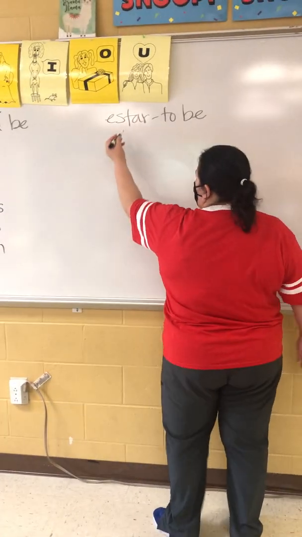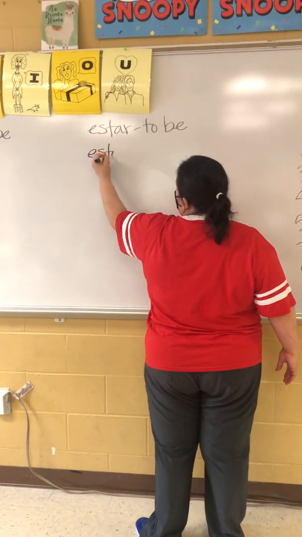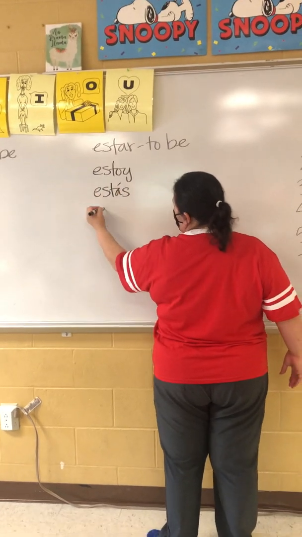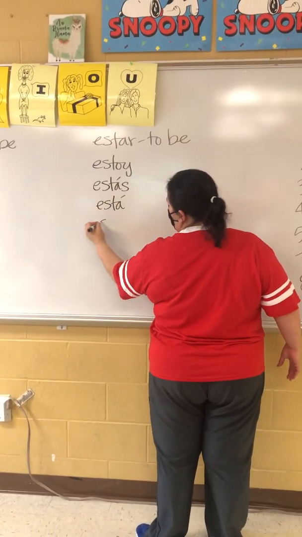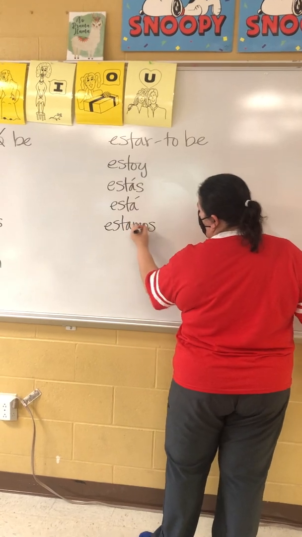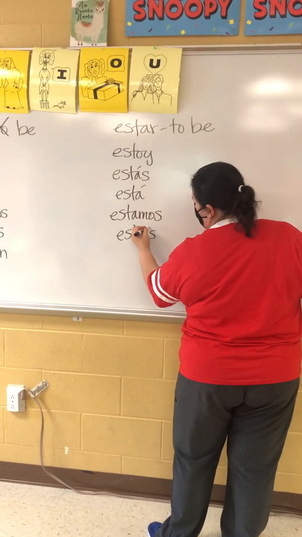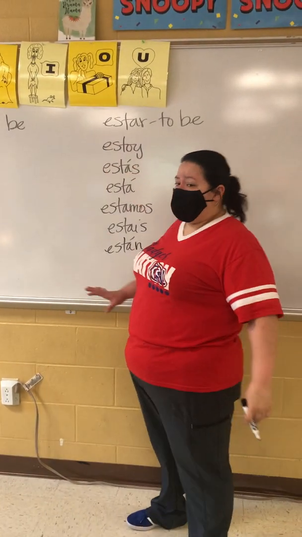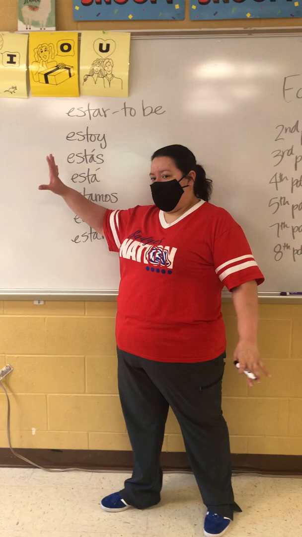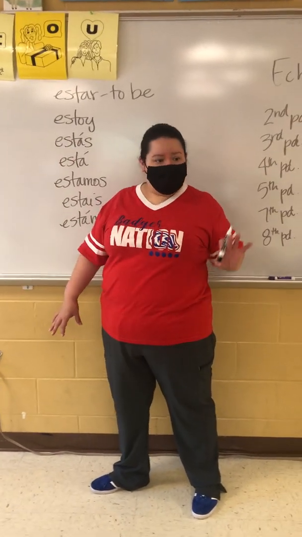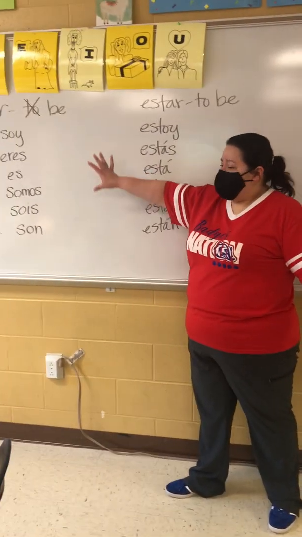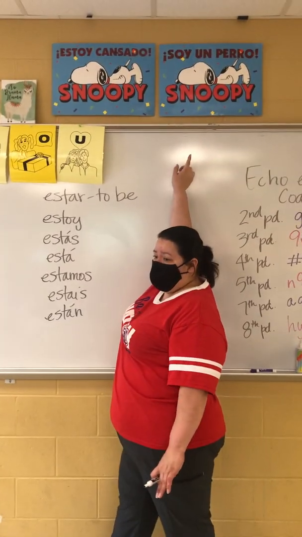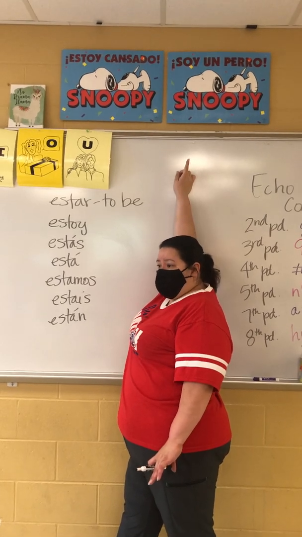Whereas we have estar, I'll just go ahead and do the conjugation of it under the same subjects. Estoy, estás, está, estamos, estáis, and están, okay? Now, both of them mean to be. The verb ser is the one that we call, we've got a permanent to be and a temporary to be. Ser is the one that's permanent, okay? That's why up here, you see that Snoopy said, soy un perro. That's permanent. He's a dog.